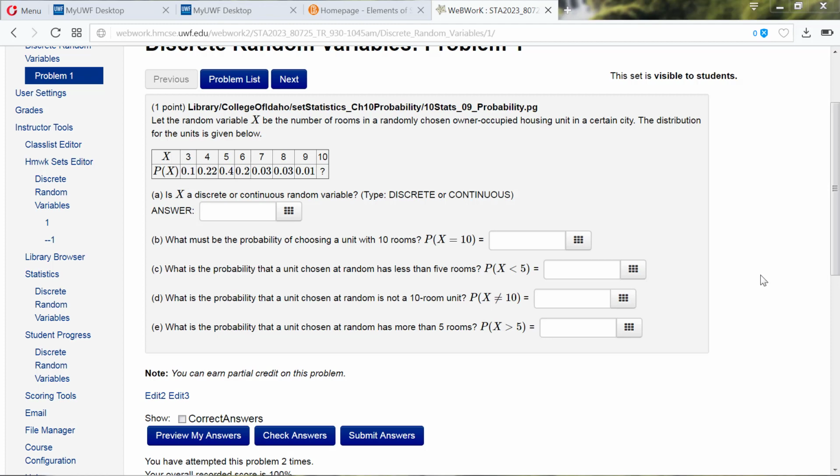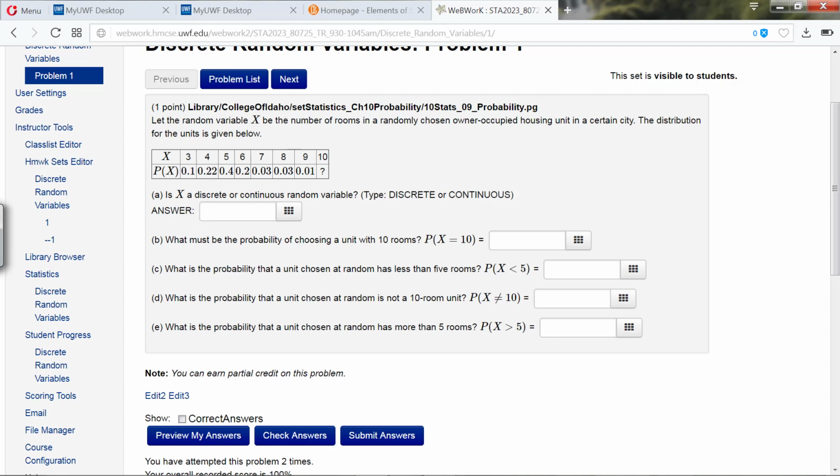Then associated with each of those options is a probability, okay? And so that's P of x. So the probability that x equals 3 is 0.1, right there. The probability that x equals 4 is 0.22. The probability that x equals 5 is 0.4, or 40%. The probability that x equals 6, that we get 6 rooms, is 0.2, which is 20%.